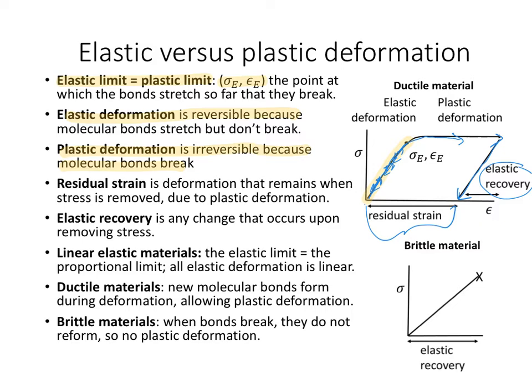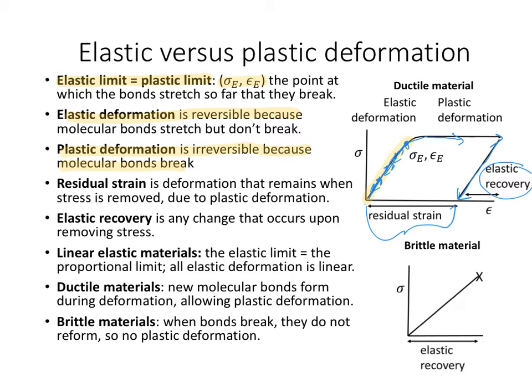So a linear elastic material is one where the elastic limit is approximately equal to the proportional limit. That is, where all the elastic deformation is linear, which is what we see here. We're below this elastic limit, it's basically straight.